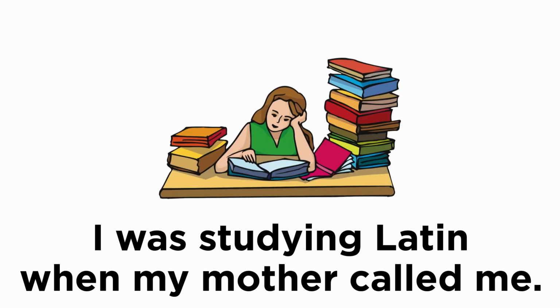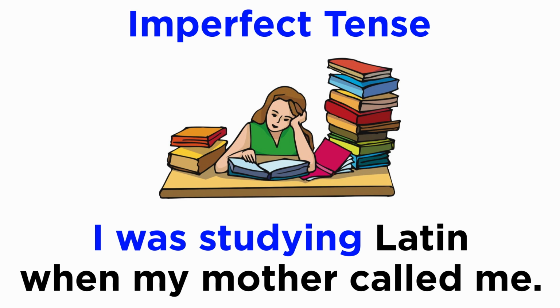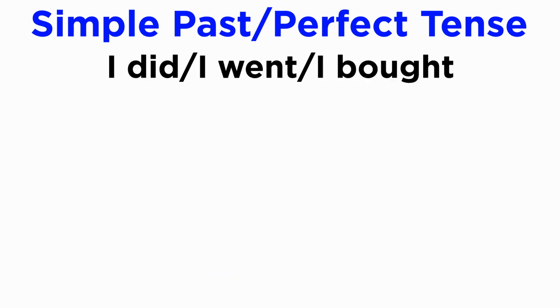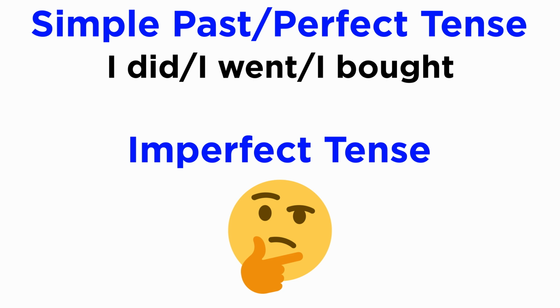Let's try a different sentence. I was studying Latin when my mother called me. In this sentence, Latin will use 2 different tenses. First, we use the imperfect for I was studying, which clearly describes an action in progress. Then we use the simple past for my mother called me, a sudden action, punctual or historical, and clearly completed. In English, the simple past, or perfect tense, requires just one word, as in I did, I went, I bought. The imperfect requires more, depending on how you want to specify the action.